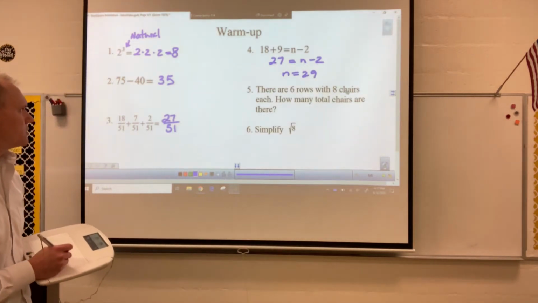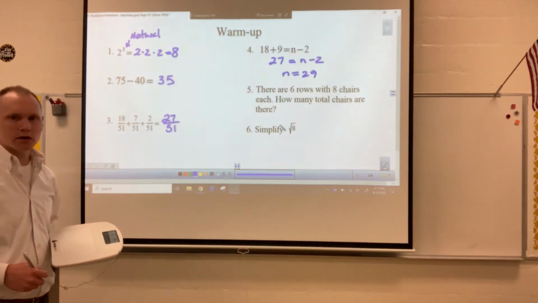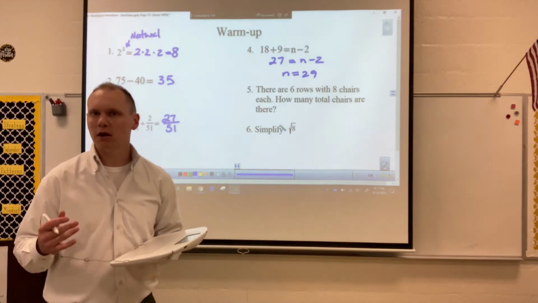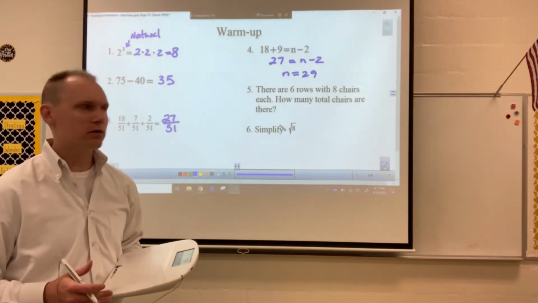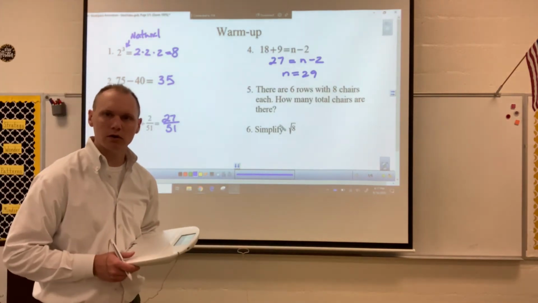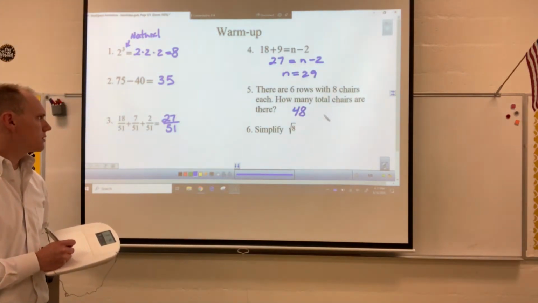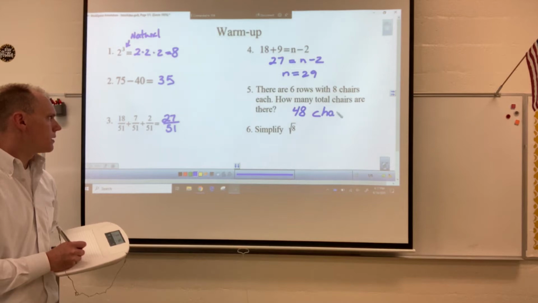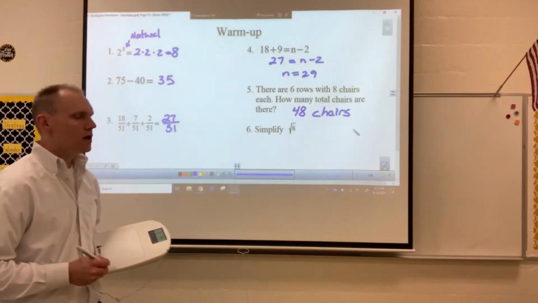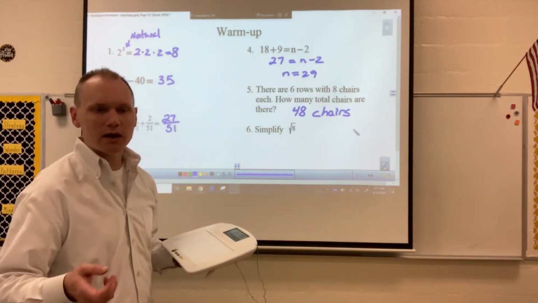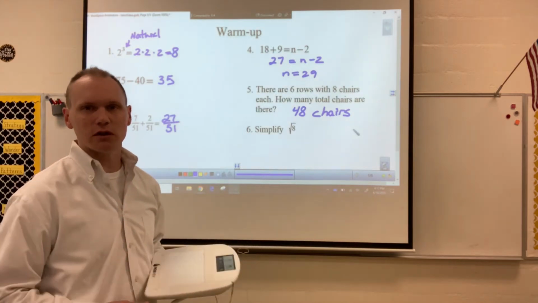There are 6 rows with 8 chairs in each. How many total chairs are there? That's the classic definition of multiplication. We have 6 rows with 8 in each row. And so that's going to be 6 times 8 is 48. Don't forget your units. Chairs. The same thing would apply if you had 8 rows of 6 chairs each.